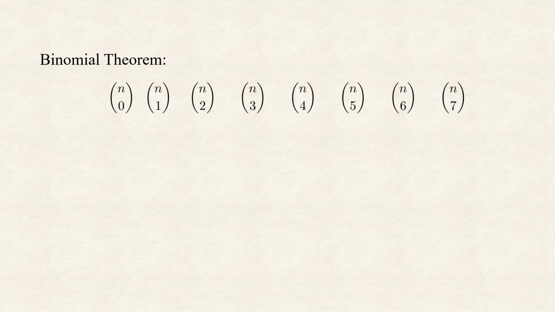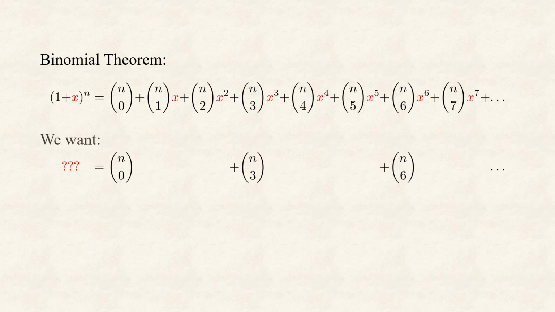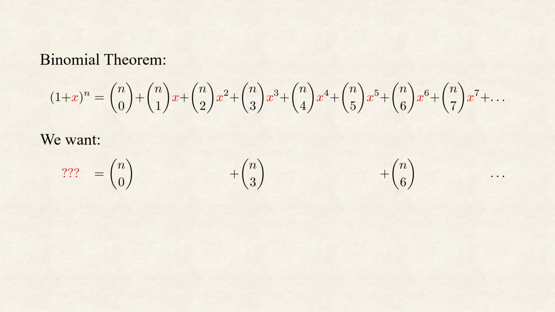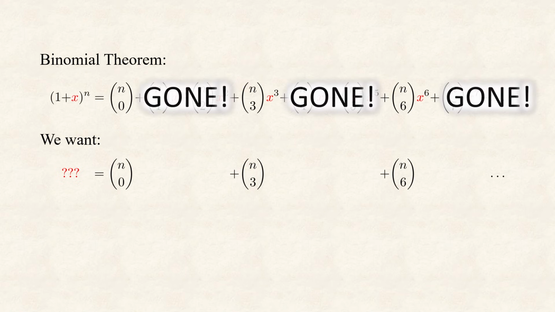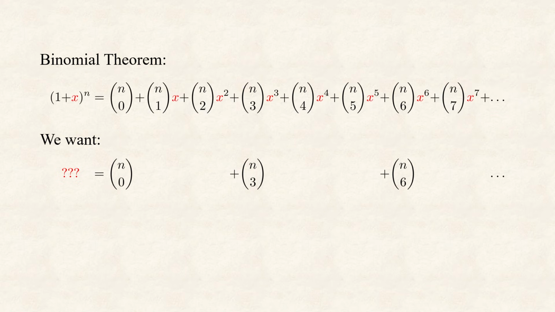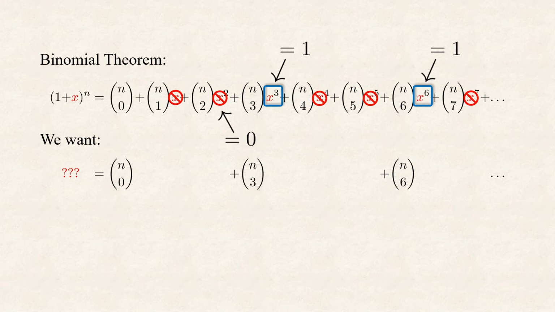To recap, we have a formula for the sum of every binomial coefficient with these additional powers of x, but would need the sum of every third binomial coefficient. So essentially, we want 2 out of 3 terms to just magically disappear. And this is where plugging in values for x can be useful. We want every third factor to be 1 and every other to be 0. But right now, there is no suitable x.